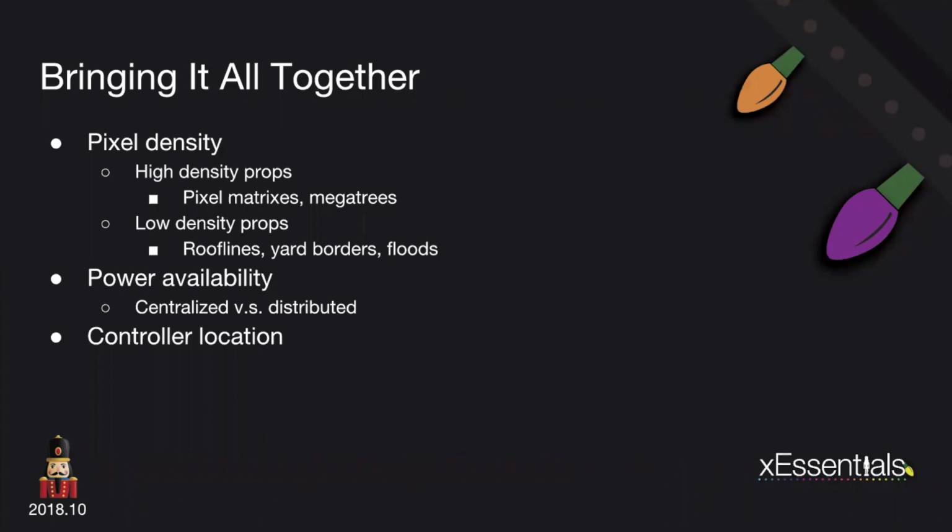Gives you some options. Low density props, things like roof line, yard borders, floods, which are basically just 3 channels for the 2811 type floods or DMX floods. Not a whole lot of density with them, but they may or may not have a lot of power required. Those generally give you some options depending on how far away they are from your controller. It may make sense to extend a run because you're only talking 1 or 2 strings, or a handful of strings, a handful of extensions. You may or may not need to use differential for it.